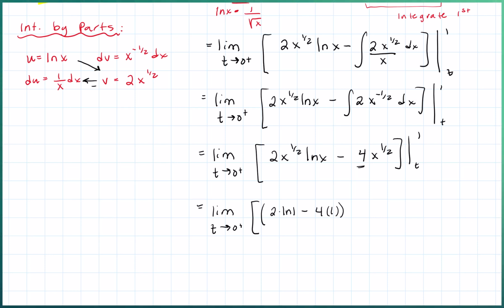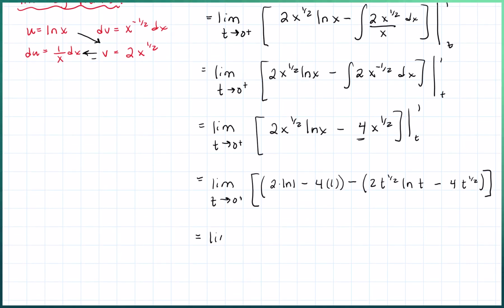So 4 times 1, square root of 1 is 1. Minus, and then I'm going to get 2t to the 1/2 natural log of t minus 4t to the 1/2. Okay, and we just keep rocking and rolling here and finishing this out. And so this is going to be the limit as t is approaching 0 from the right. Let's get this simplified before we take the limit.